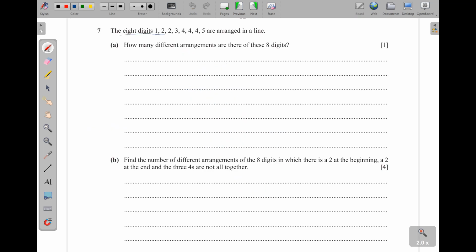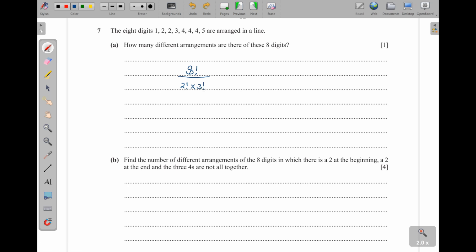Question 7. The 8 digits 1, 2, 2, 3, 4, 4, 4, 5 are arranged in a line. How many different arrangements are there of these 8 digits? So here we shall have 8 factorial because there are 8 of them. Then divide by those that are repeating. There are 2 2's, so I'll write 2 factorial. Then there are 3 4's, so I'll multiply this one by 3 factorial.